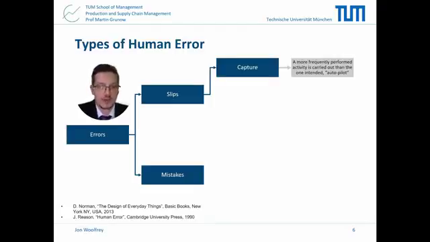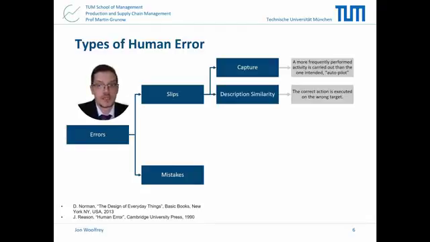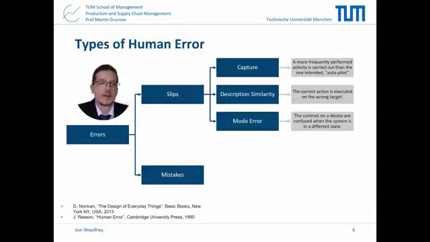So our brain switches off and we kind of just do something we're used to doing rather than what we should be doing in that moment. Then we have description similarity. So the correct action is executed on the wrong target. And then a mode error. So this mostly occurs with electronic devices, and this happens when the controls on the device are confusing and we don't know what system state we're in.